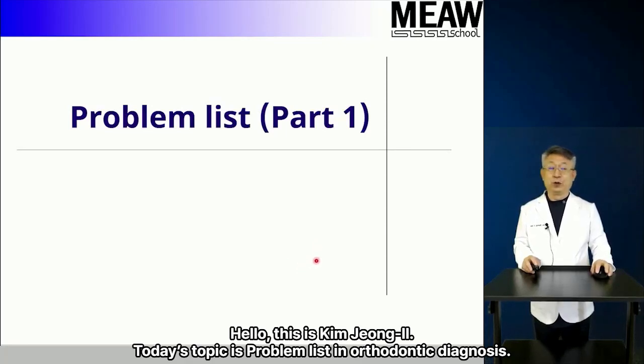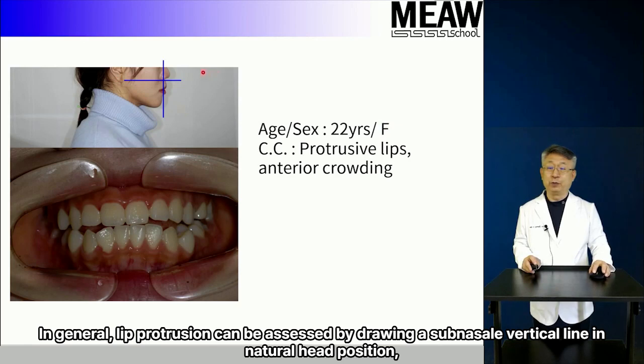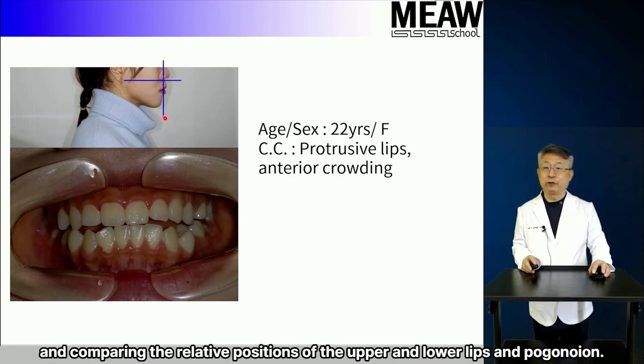Today's topic is problem list in orthodontic diagnosis. This is a 22-year-old female patient with chief complaints of protrusive lips and anterior crowding. In general, lip protrusion can be assessed by drawing a subnasal vertical line in natural head position and comparing the relative positions of the upper and lower lips and pogonion.